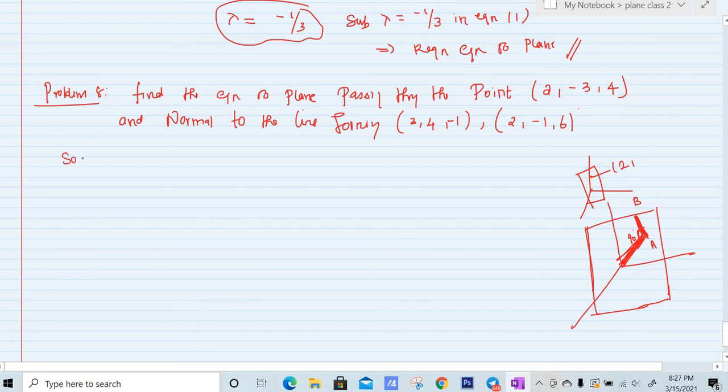Now, solution. First we will find the direction ratios of the line joining 2 points, right? So just remember the concept. The direction ratios of the line joining 3, 4, minus 1 and 2, minus 1, 6 are nothing but the difference of the coordinates.